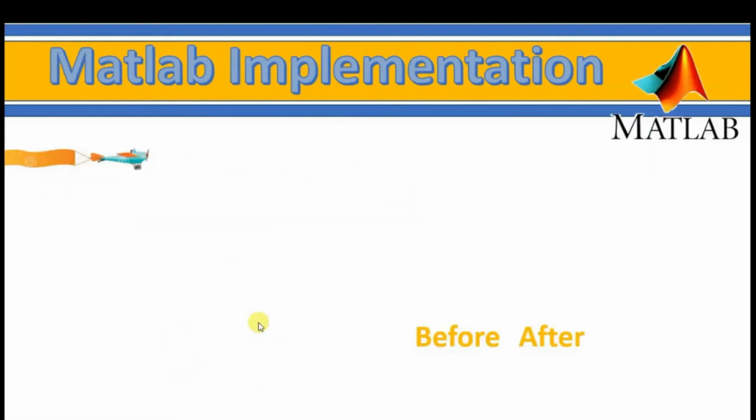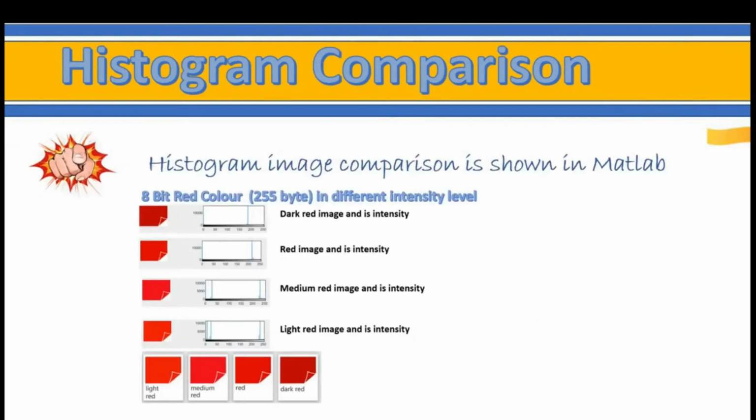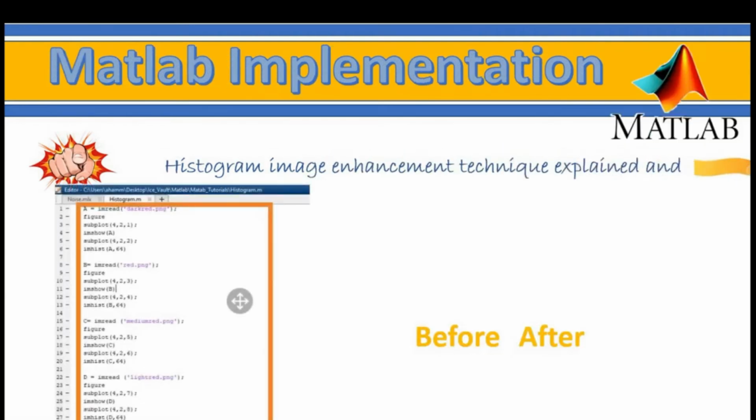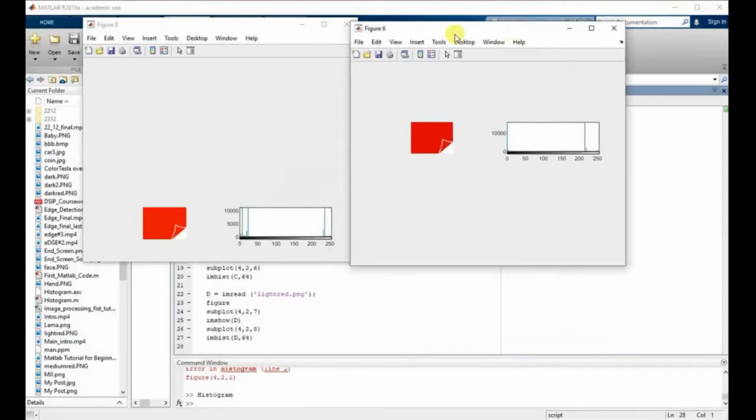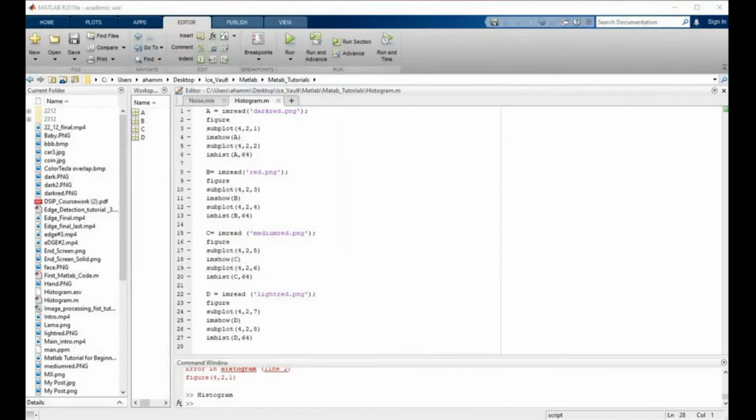MATLAB 2019b software is used with different pixel intensity images to compare how the histogram shows in different pixel intensity images. MATLAB 2019b software is used to carry out histogram equalization for image enhancement. As you can see, we open the image in MATLAB 2019b, then we compare the same image in different pixel intensity. The result is this.